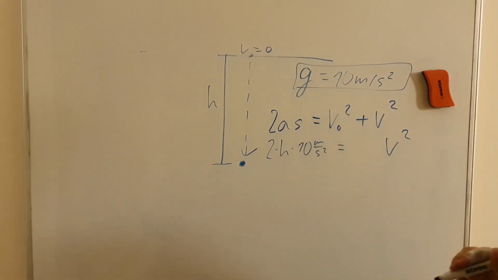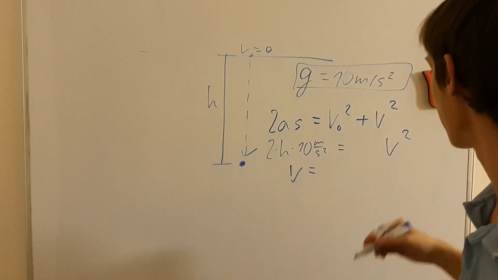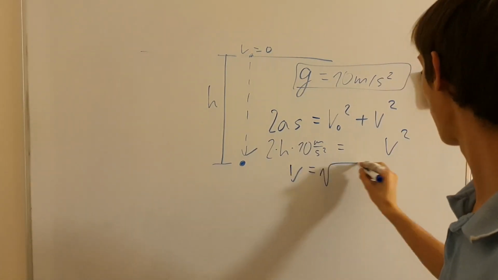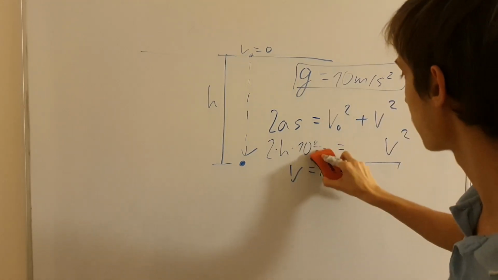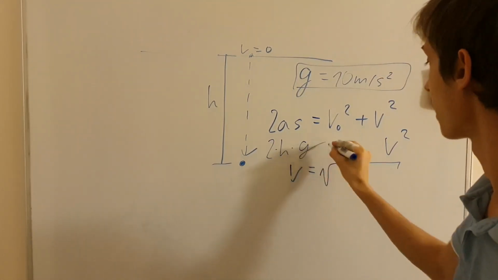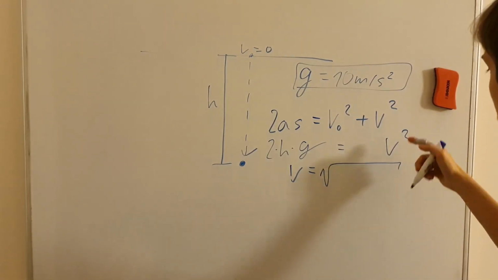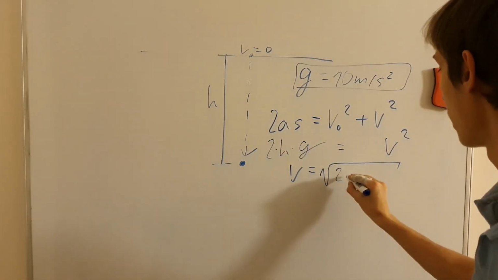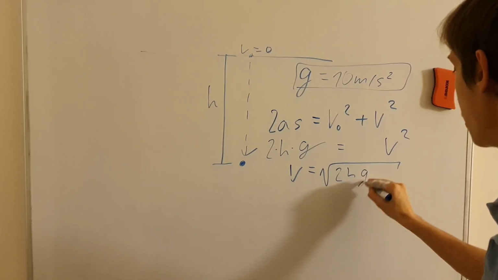This v is the final velocity. So v, and then square root this, well, square root, and actually instead of the 10 meters per second squared, I might just use g. So I can square root both sides. v equals the square root of 2 times h times g.